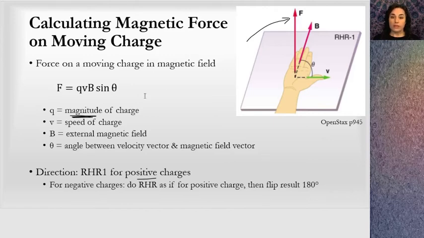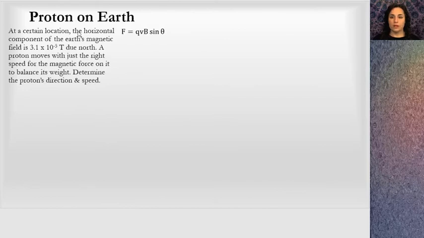Now that we have the basics for how to find magnetic force, direction, and magnitude, let's look at an example. This is called Proton on Earth. I chose just an everyday example with a particle that we're familiar with on some level. It says at a certain location, the horizontal component of the Earth's magnetic field is 3.1 times 10 to the minus 5 Tesla due north. A proton moves with just the right speed for the magnetic force on it to balance its weight. Determine the proton's direction and speed.